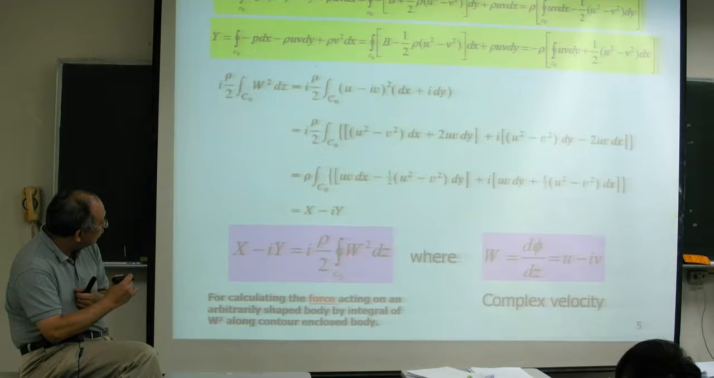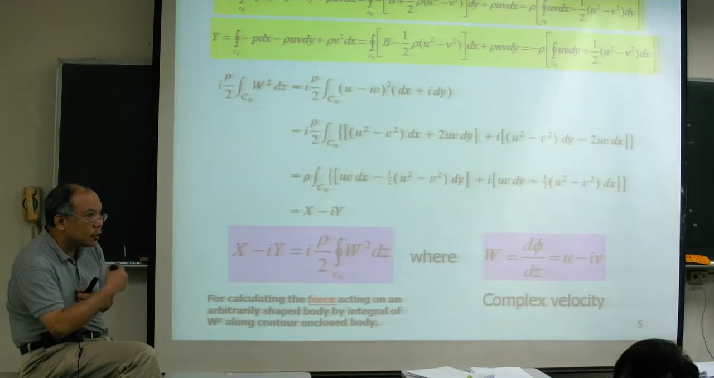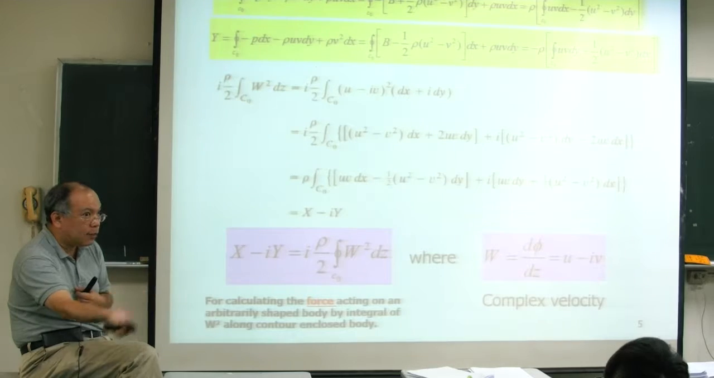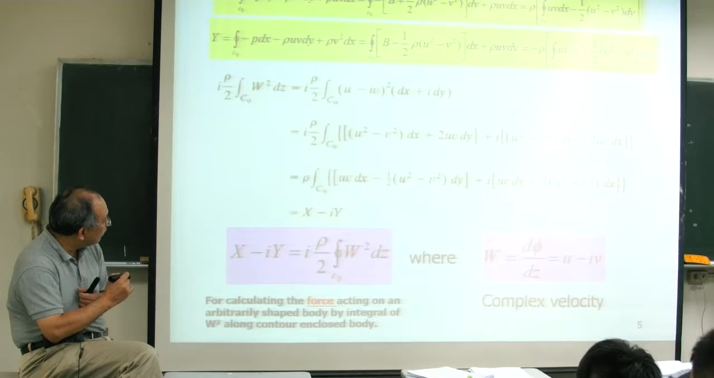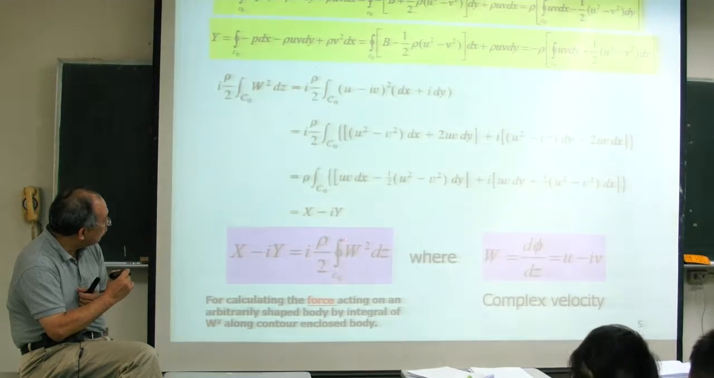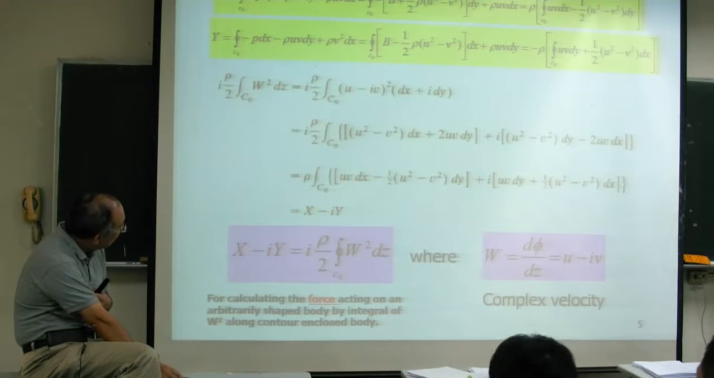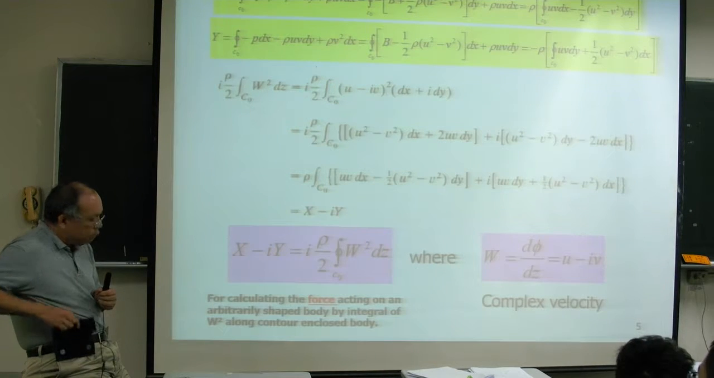In this equation, what is W? W is our previous complex velocity. Once we know the complex velocity, we take the square of this, and then take an integral along the closed loop.